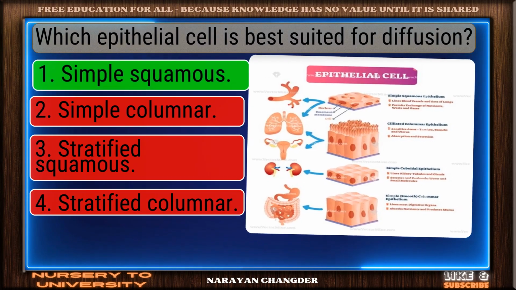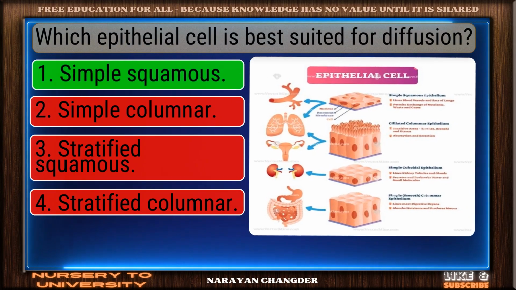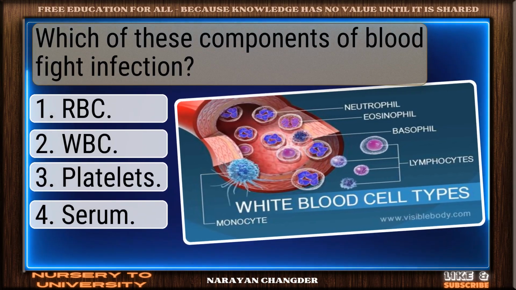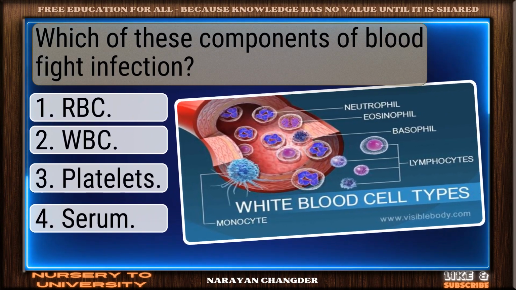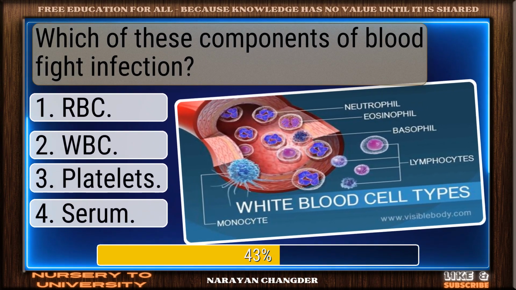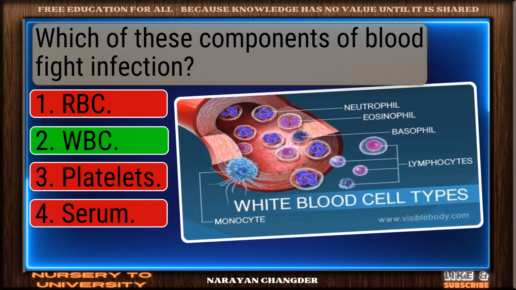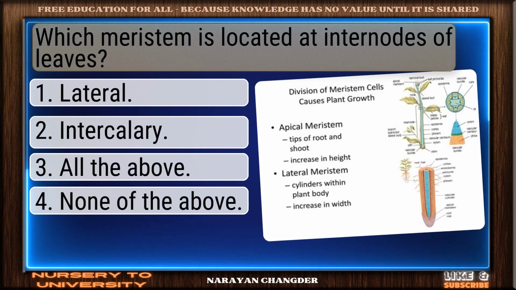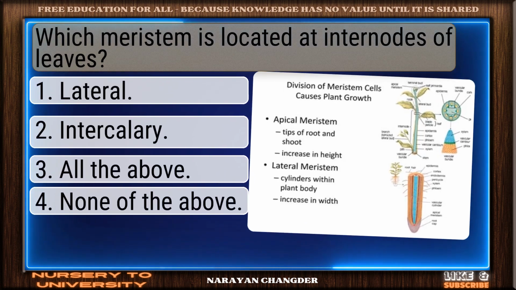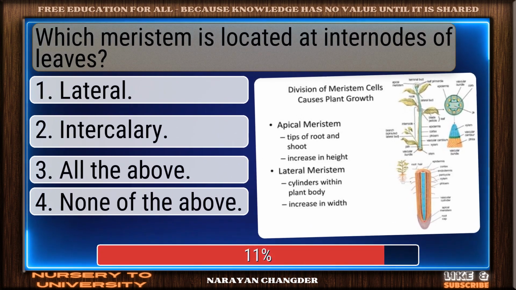Excellent. Simple squamous is a brilliant choice. Question number 68. Which of these components of blood fight infection? Well picked. WBC is the correct answer. Question number 69. Which meristem is located at internodes of leaves?